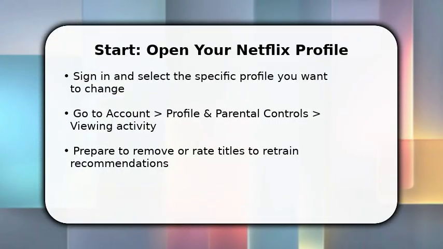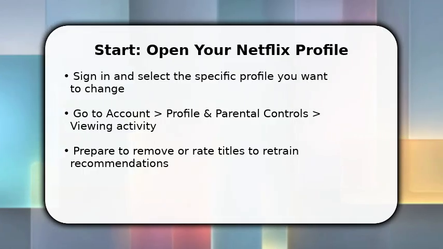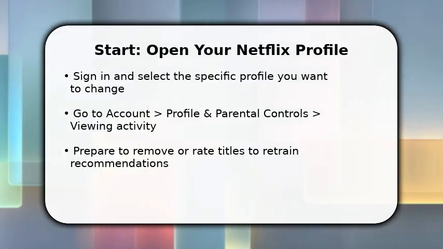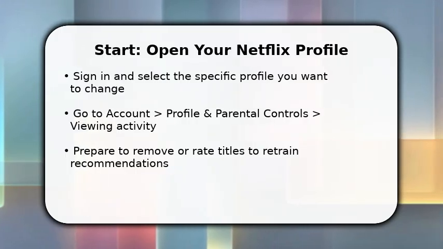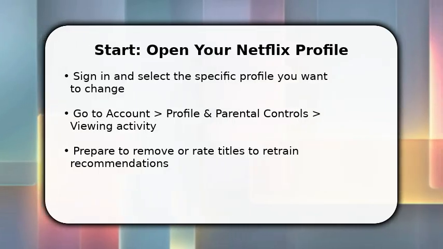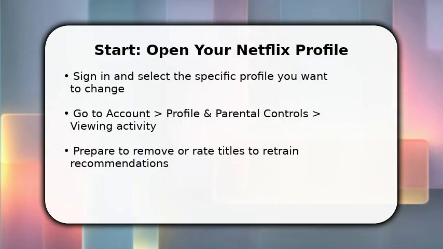You're in, select the Netflix profile whose recommendations you want to change. Once signed in, go to Account and open Profile and Parental Controls for that profile. Next, click Viewing Activity to see what Netflix uses to suggest shows. You'll remove unwanted items and add clear signals by rating or rewatching preferred content.